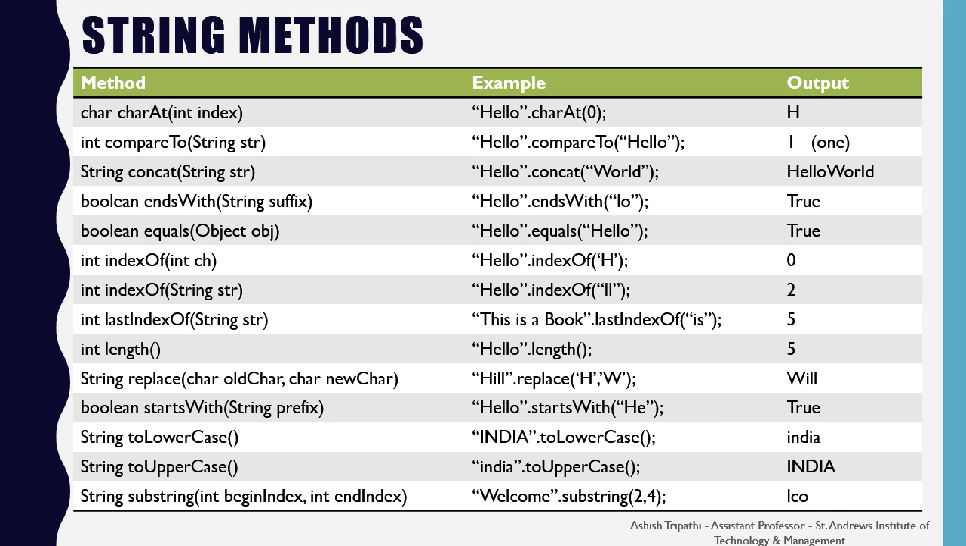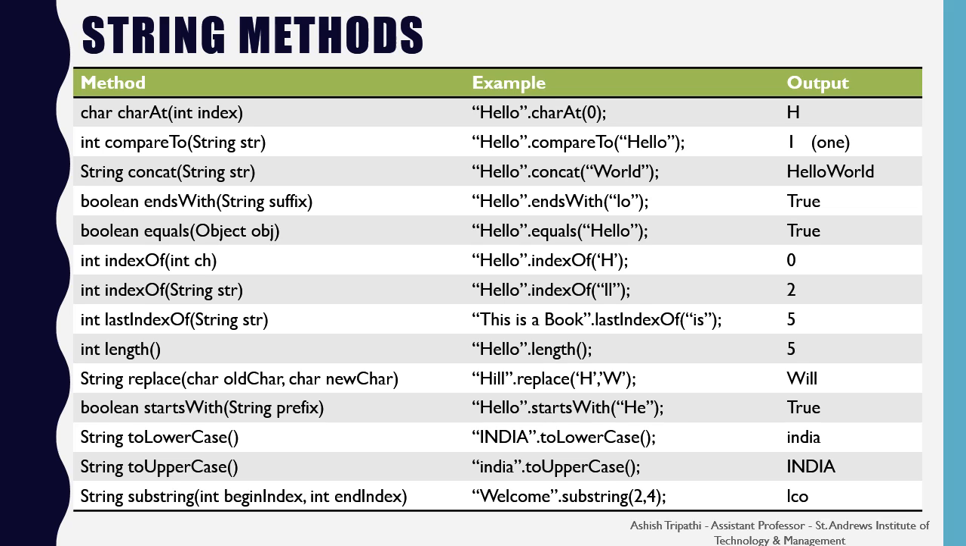toLowerCase. The toLowerCase method will convert the string into lowercase. So the capital case of INDIA will return the small case of india. Similarly, the toUpperCase method will convert the string into uppercase.